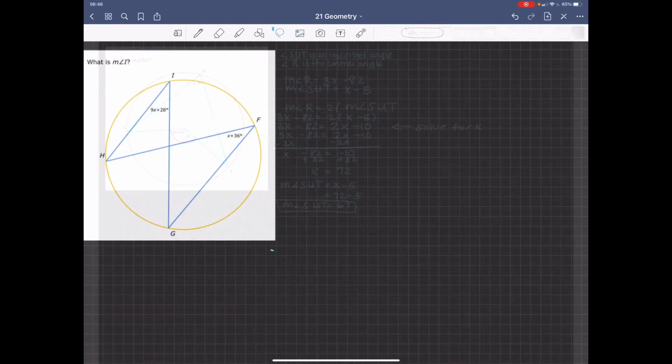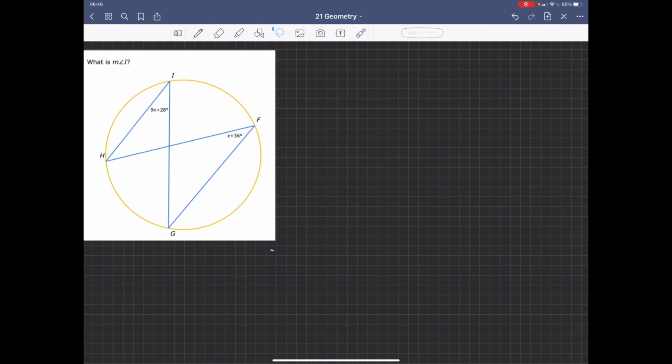Look at this inscribed shape. Angles I and F are going to be congruent, and we want to find the measure of angle I. Angles I and F are inscribed angles, and we know that they're congruent. Since I equals 9x plus 28 and F equals x plus 36, we're going to set them equal to each other and solve for x.